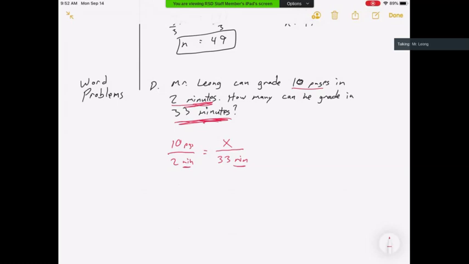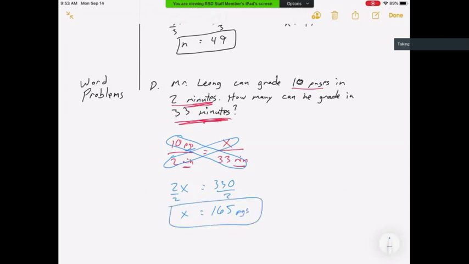Okay, so now go ahead and solve it, just like you did before, right? 2x is equal to 330, divided by 2, divided by 2. X is equal to 165, and it is pages. You see how I did that? I just set up the proportion. If you can set it up, you can solve it. The solving part's easy. The setting up part is the hard part.